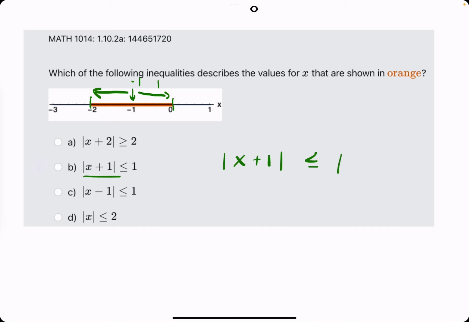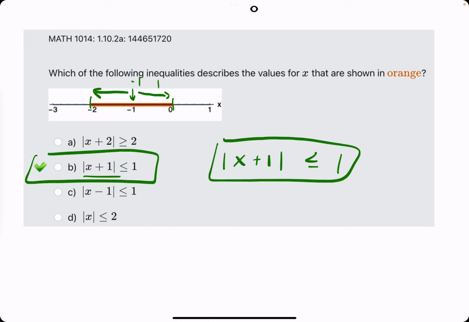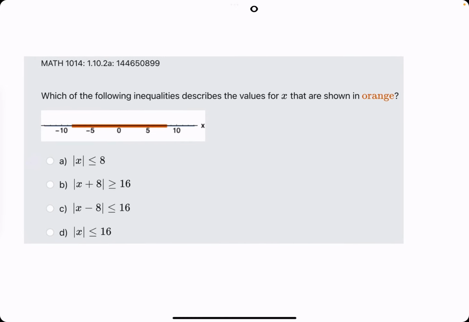So less than or equal to 1. That tells you that B is our answer here. So look for the center and then look for the radius, and hopefully that should be enough every time. Let's give it a shot. Sometimes they're not as easy as that, right?